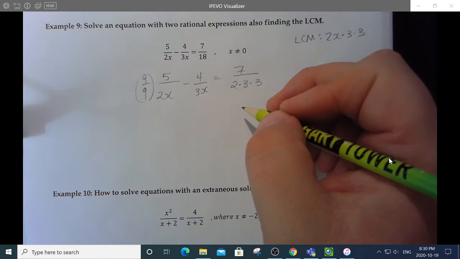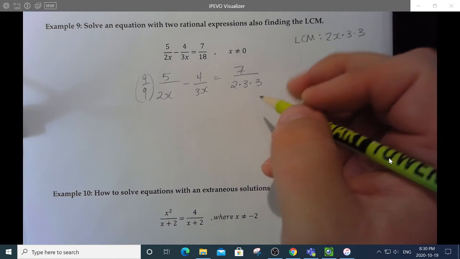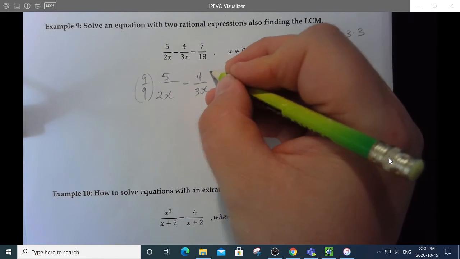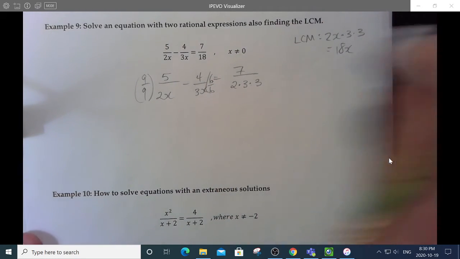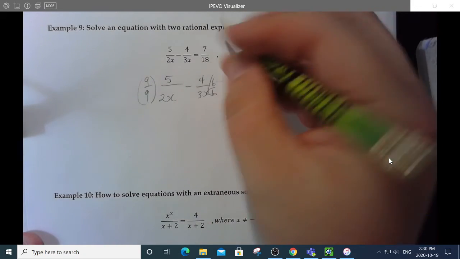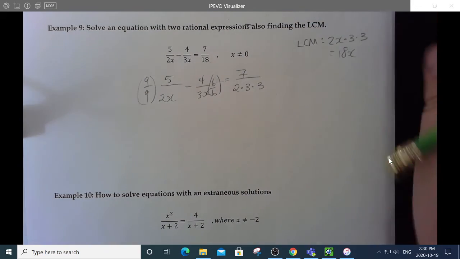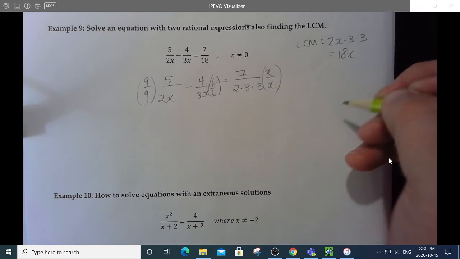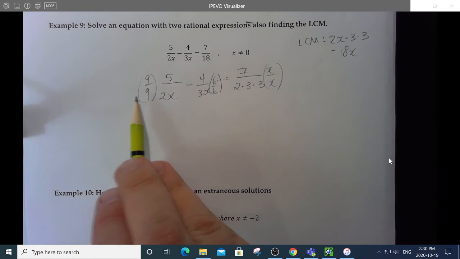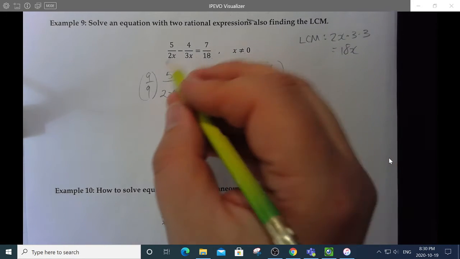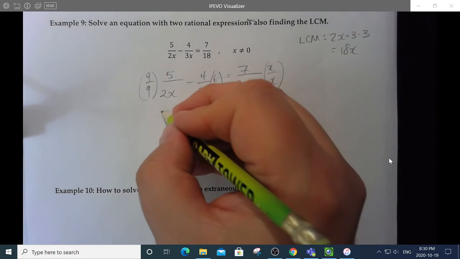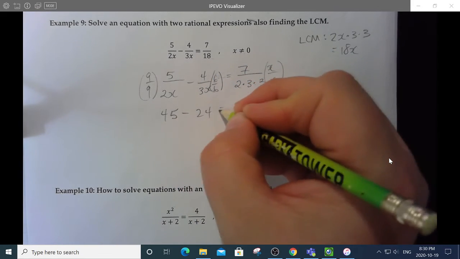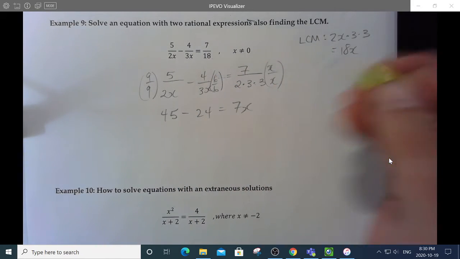This one is missing 6. 6 would get me to 18x, right? So it's multiplied by 6 over 6. And I don't know why I didn't leave myself a little more room for that, because I wasn't thinking. And what is this missing? It's already got an 18, but it's missing an x. So my new common denominator here is 9 times 5, 4 times 6, and 7 times x. And if you're wondering, hey, where did the denominator go?